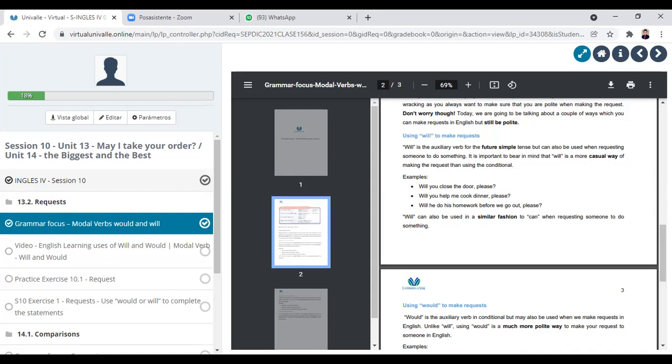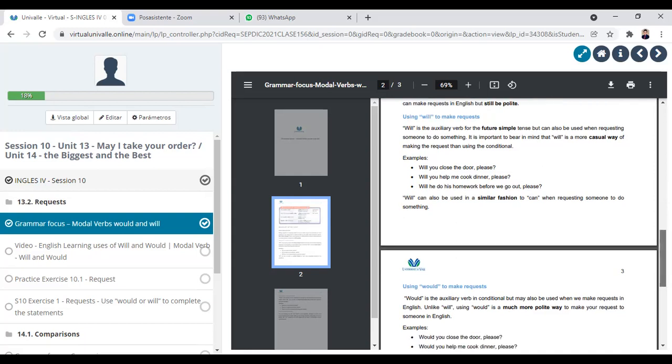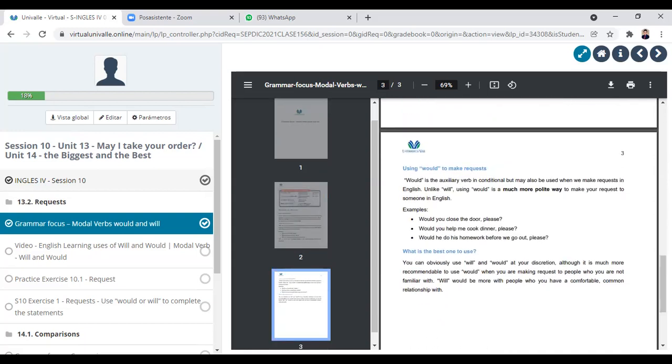Will he do his homework before we go out, please? And will can also be used in a similar fashion to can when requesting someone to do something. However, using would to make a request. Would is the auxiliary verb in conditional, but may also be used when we want to make a request in English. Unlike will, using would is a much more polite way to make your request to someone in English.